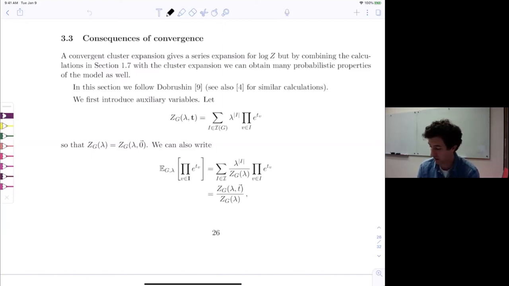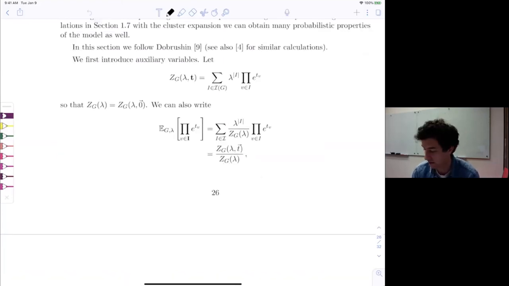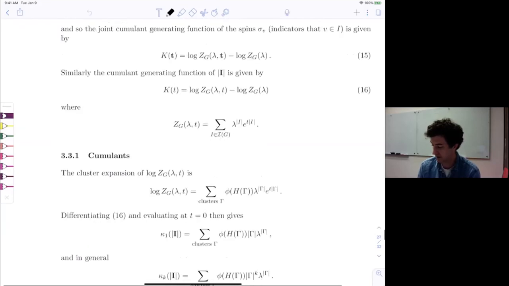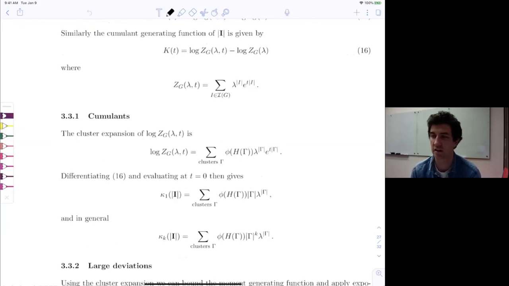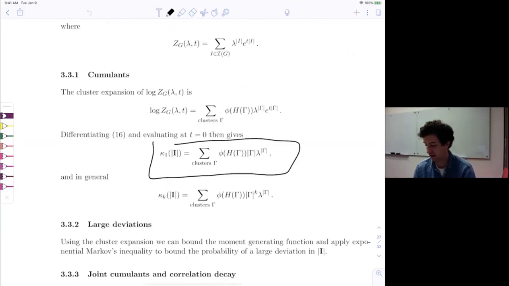But there's other consequences, because if you recall from our discussion from the first lecture, you can express the moments or the cumulants of the size of the independent set or other observables in terms of derivatives of the log partition function. The great thing is you can actually differentiate the cluster expansion if it converges. And so here, for instance, we have an expression for the mean size of an independent set as a cluster expansion.